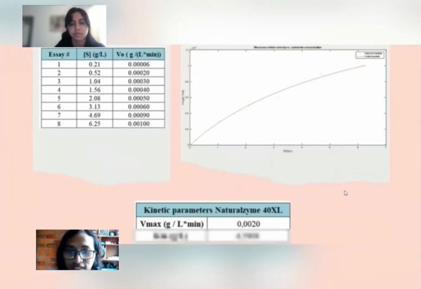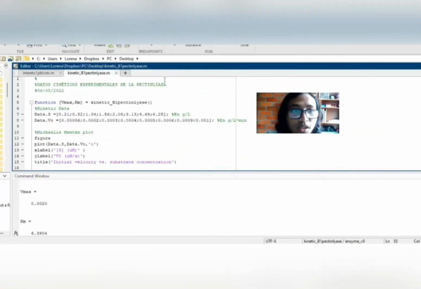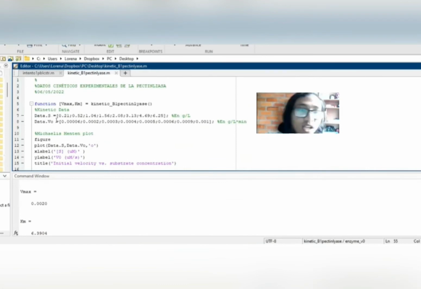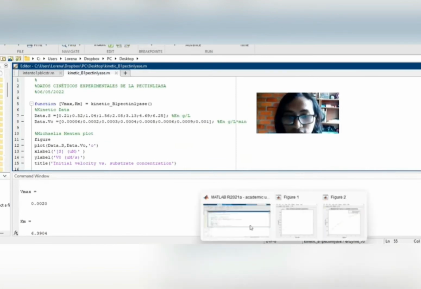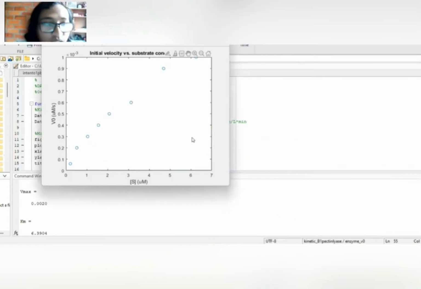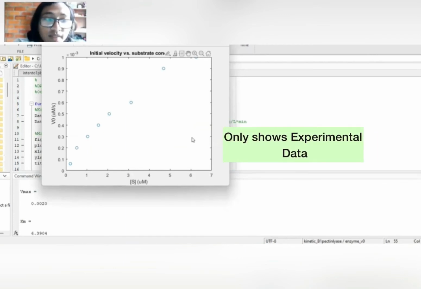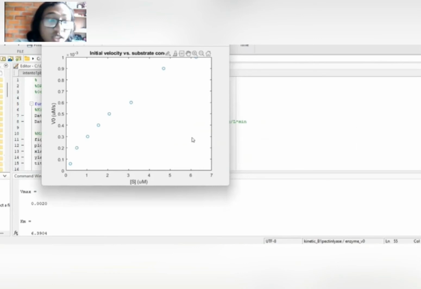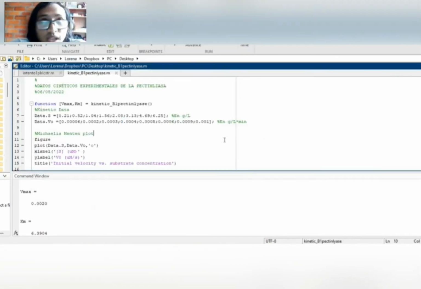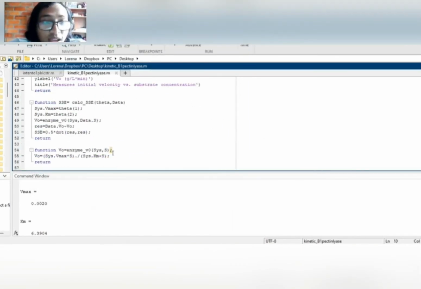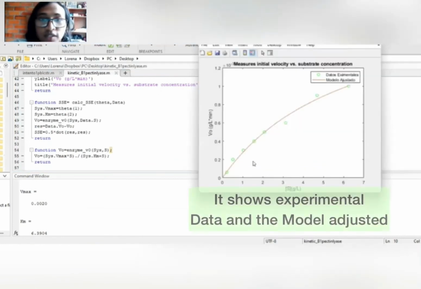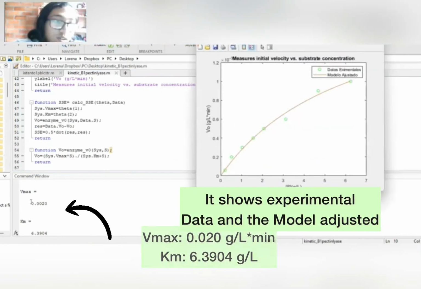But how did we obtain these data? In MATLAB, we enter the data of substrate and rates, and when we run this code, we obtain this graphic. We realize that with the assays performed at the chosen concentrations, it doesn't give us information to know if the enzyme presents any type of inhibition, even though theoretically it is known that it presents inhibition by substrate. Therefore, for the adjustment of the kinetic model, we assume that it followed Michaelis-Menten kinetics. Here is the equation, and when we run it, we obtain the graphic, and here we have the data of Vmax and Km.